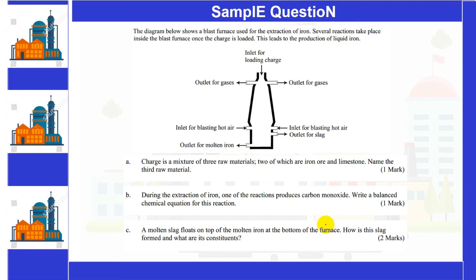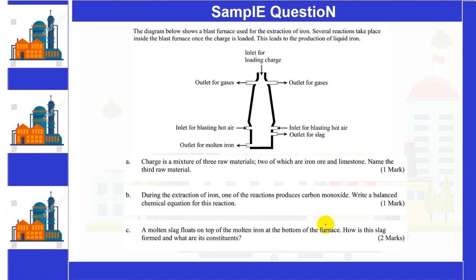So, part A: the charge is a mixture of 3 raw materials, 2 of which are iron ore and limestone. Name the third one. Very simple. And the second is: describe the extraction of iron. One of the reactions produces carbon monoxide. Write a balanced chemical equation for this reaction.